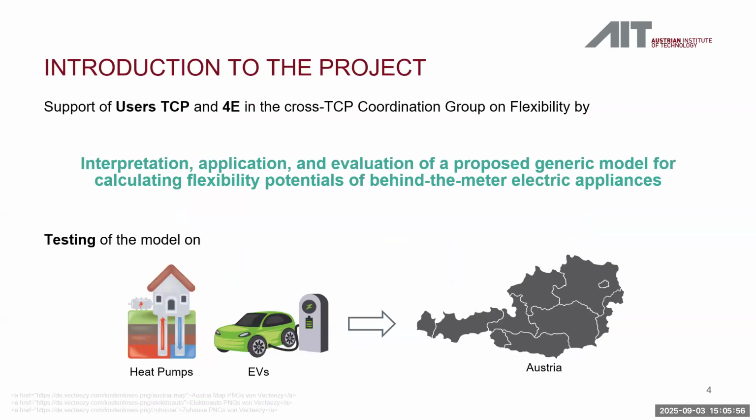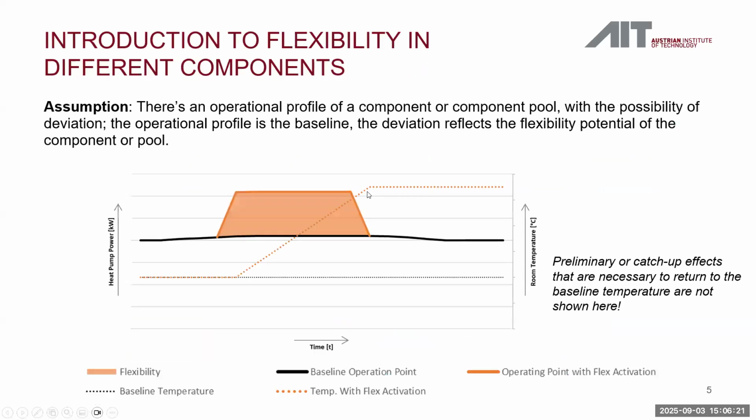So what was our project about? Our project was about the interpretation, application, and evaluation of a proposed generic model for calculating flexibility potentials of behind-the-meter electric appliances. We applied and tested our model on heat pumps and EVs for the country of Austria. The goal is to have a model to evaluate the real-world flexibility potential for a certain region or country.